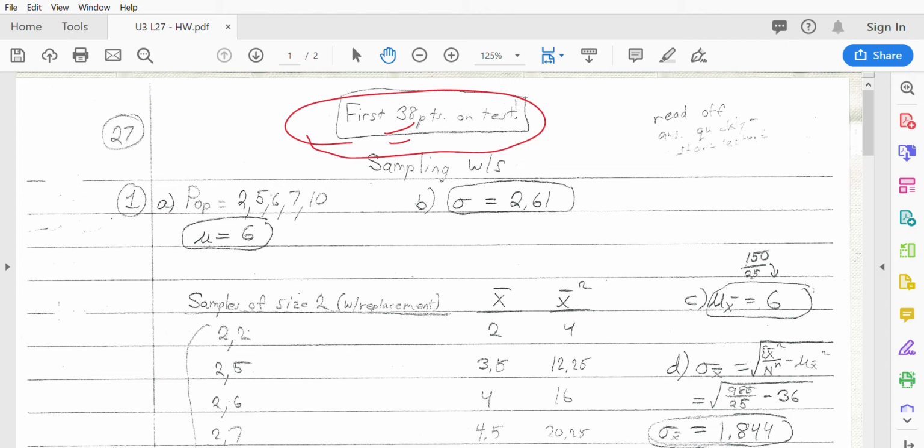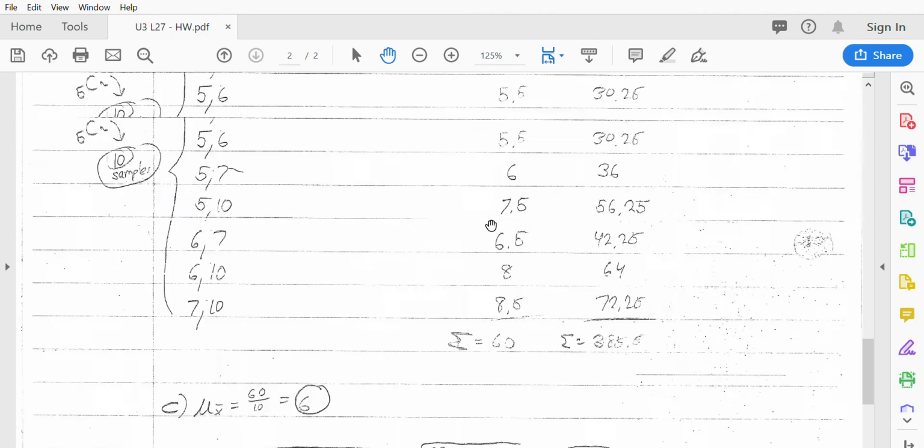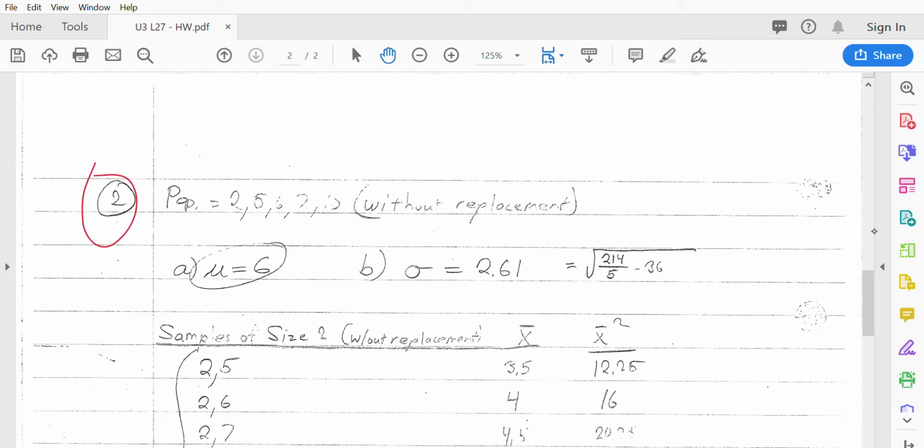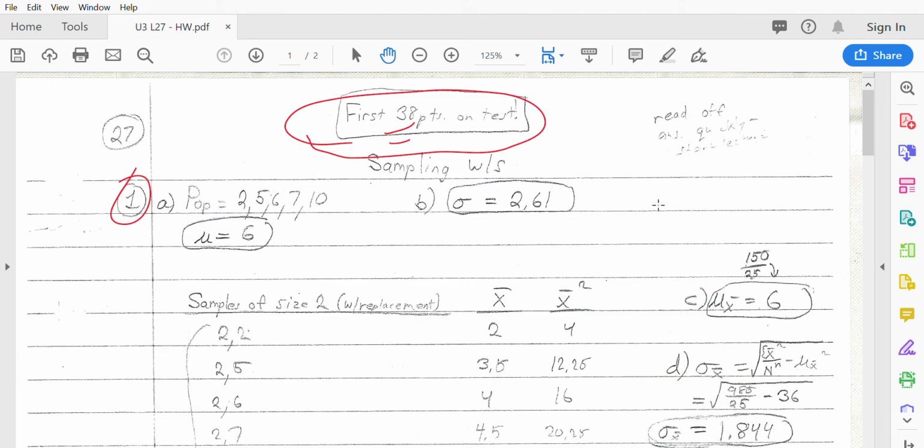So 18 points for example number 1. 18 points for example number 2. Plus the 2 points for doing this homework. This can potentially be worth 38 points out of 100 points. Crazy, just from one question, and it's not bad at all.